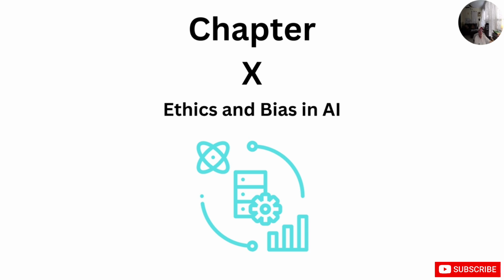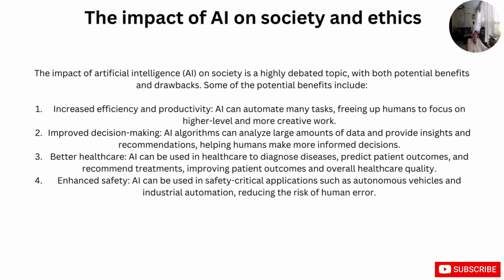Chapter 10, Ethics and Bias in AI. The impact of AI on society and ethics. The impact of artificial intelligence on society is a highly debated topic with both potential benefits and drawbacks. Some of the potential benefits include: number one, increased efficiency and productivity. AI can automate many tasks, freeing up humans to focus on higher level and more creative work.